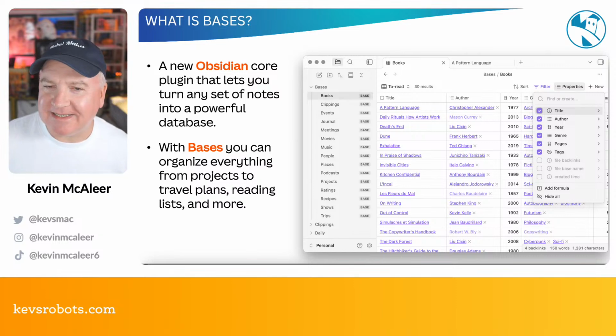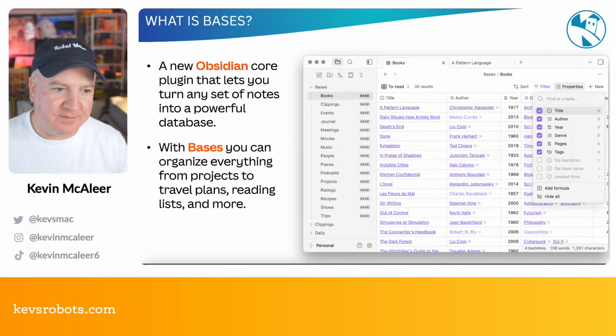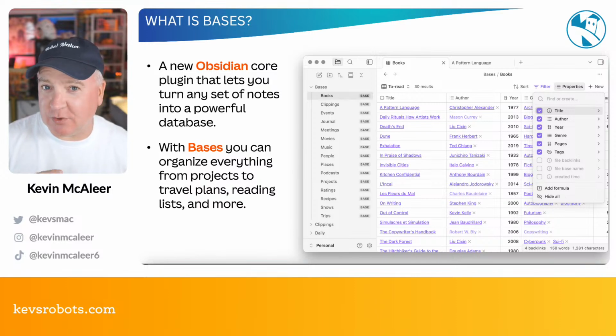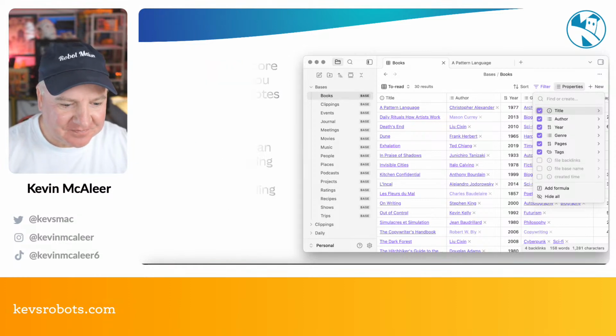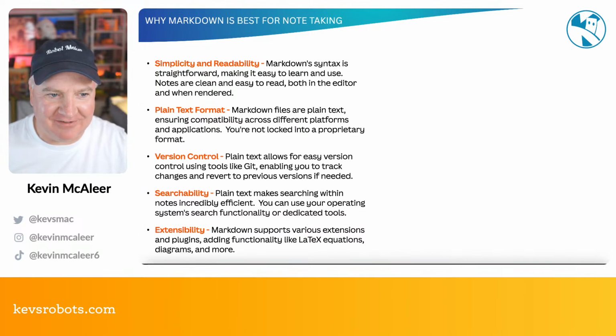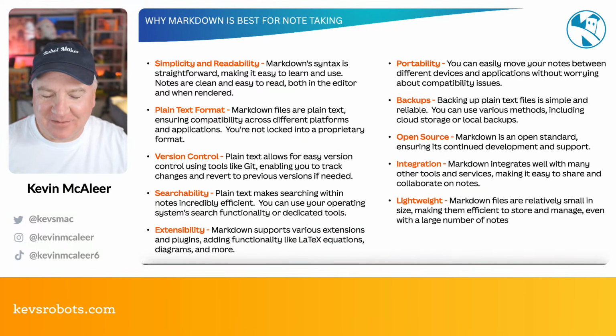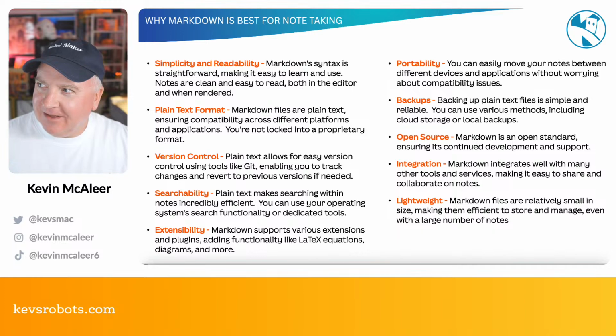So what is Bases? Bases is a new feature of Obsidian, and it allows you to take any set of notes and turn them into a powerful database. It's such a cool feature. So with Bases you can organize everything from your projects, travel plans, reading lists, books, you name it, you can put it into a list and organize it. Such a neat feature. I've been all over this since they released this back in, was it July, on the Catalyst license, I think it's called.